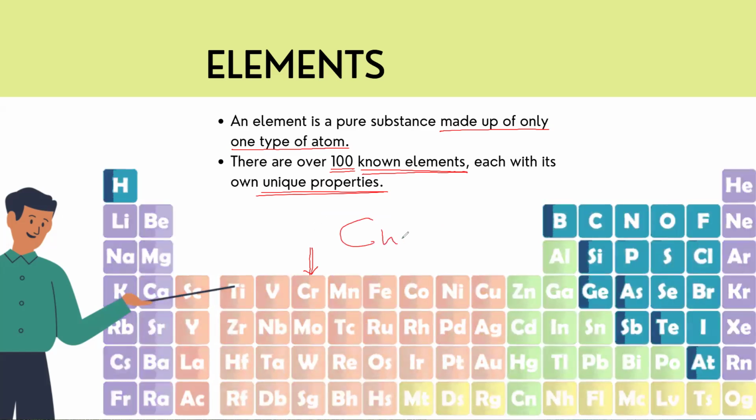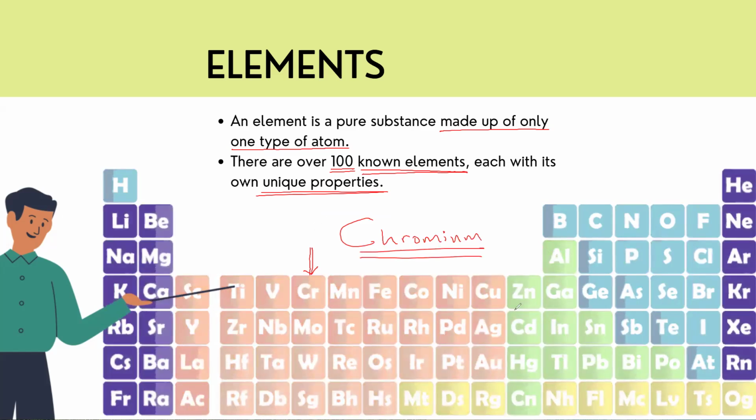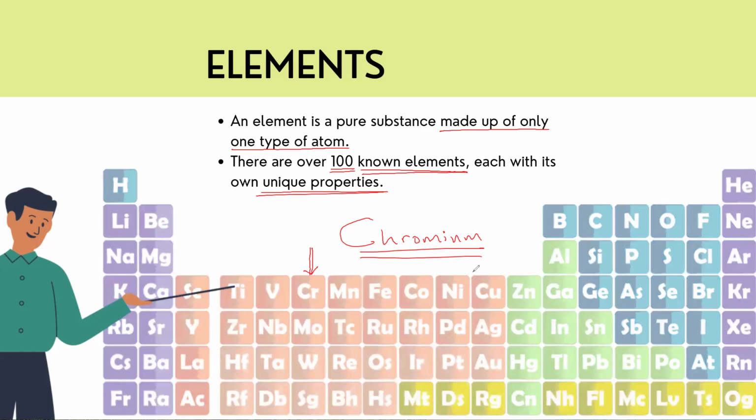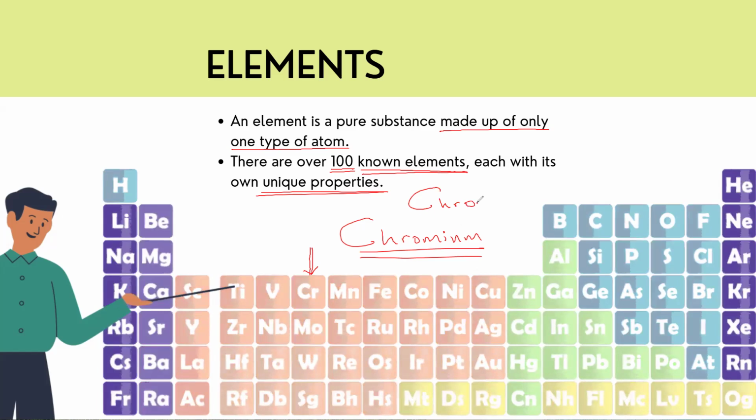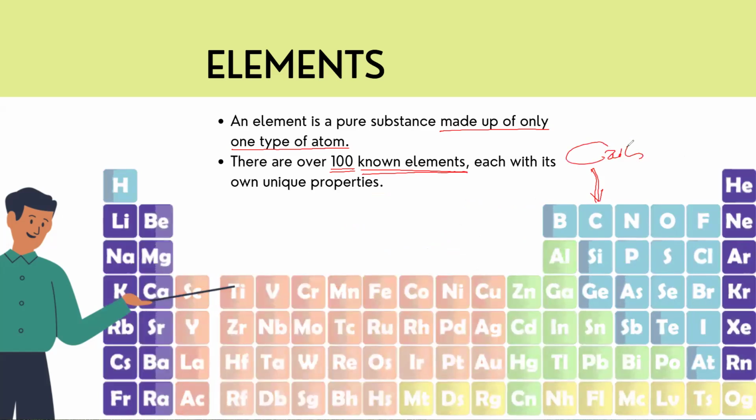This is called chromium. Can you say it? Chromium. Oh, chromium. Yeah. So how about this one that I labeled just now? What is the name of this element? That's carbon. Thank you very much. Carbon with the letter C.